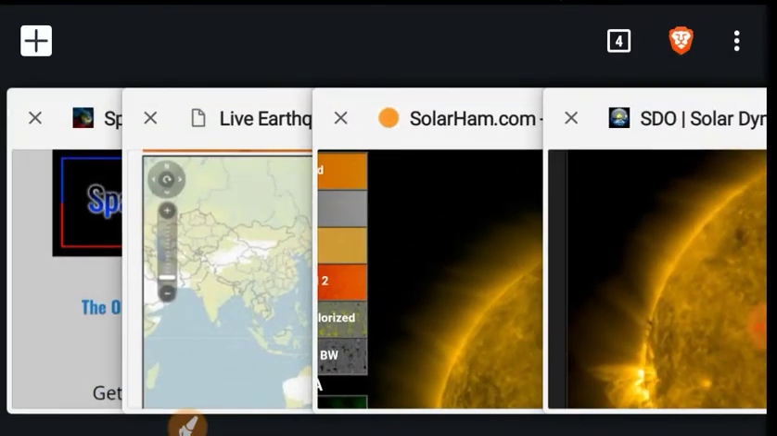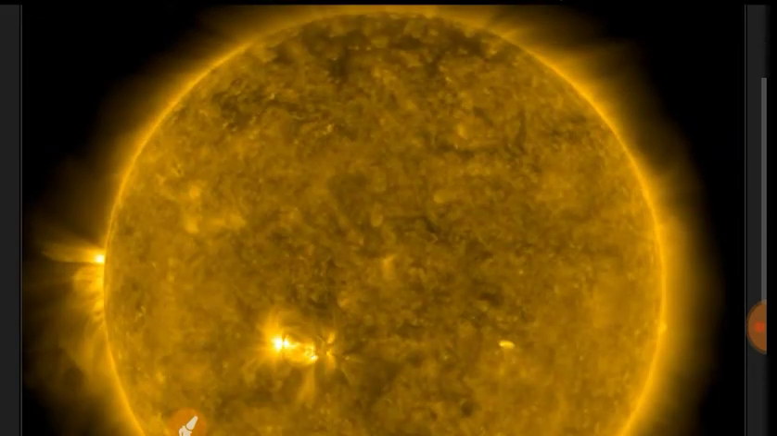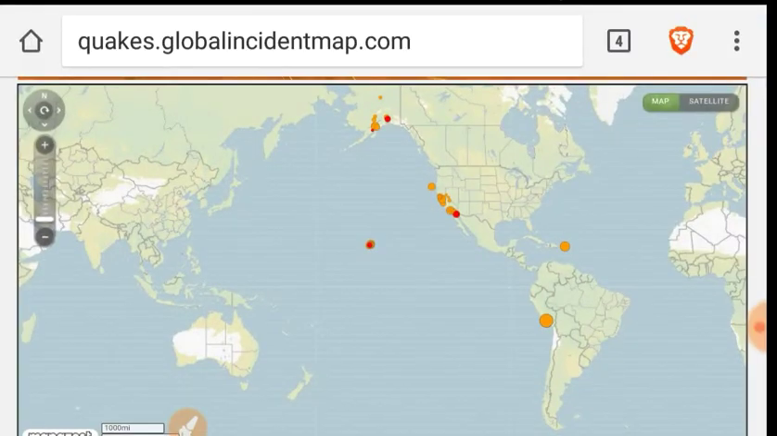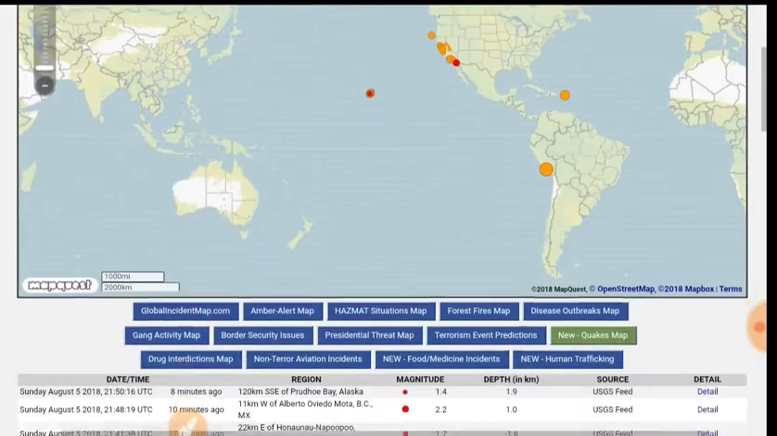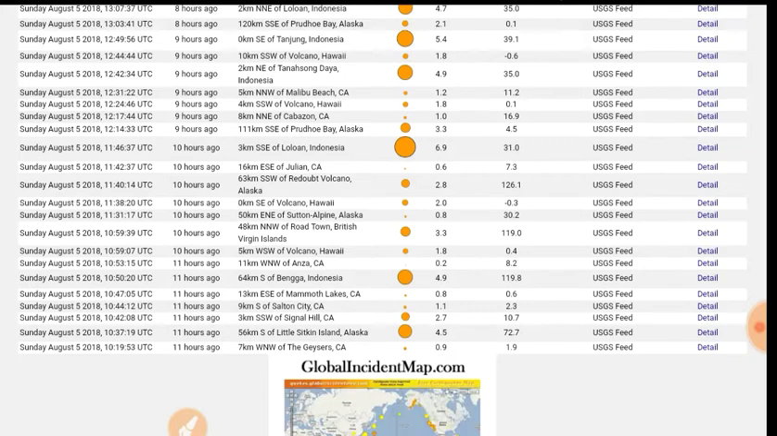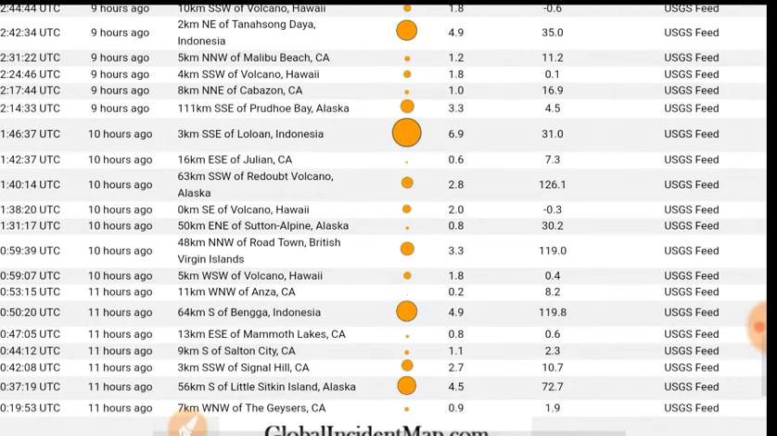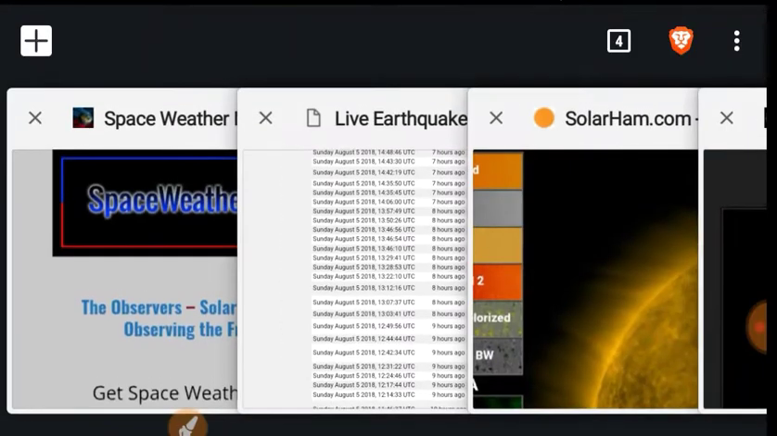So we're looking at solarham.com. We're looking at the NASA SDO, the Solar Dynamics Observatory data. Here's your live earthquakes. And we're looking at quakes.globalincidentmap.com. And there you go. There's your 6.9, 3 kilometers south-southeast of Loloan, Indonesia, at only a 31-kilometer depth, which means it was felt heavily at the surface.